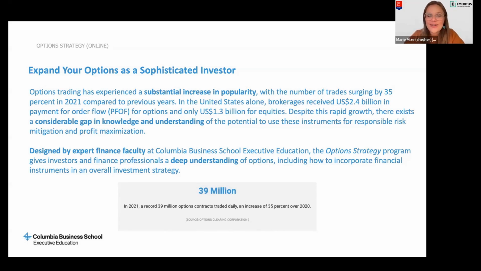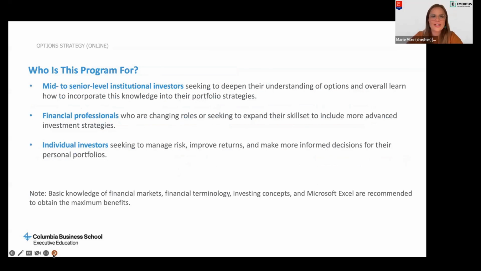Designed by expert finance faculty at Columbia Business School Executive Education, this program is here to meet that need. It gives investors and finance professionals a deep understanding of options, including how to incorporate financial instruments in an overall investment strategy. As you think about the job market, this stat you see on your screen: in 2021, a record 39 million options contracts traded daily, which was an increase again of 35% over 2020. So 35% increase year over year. This is something we should be thinking about and learning about here.